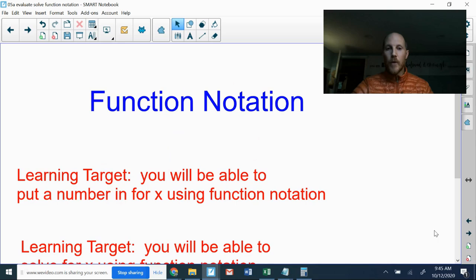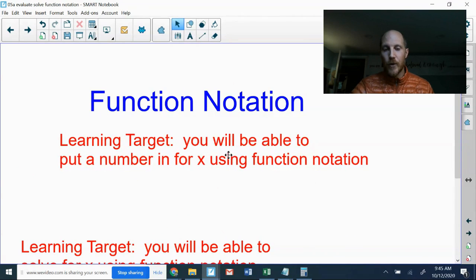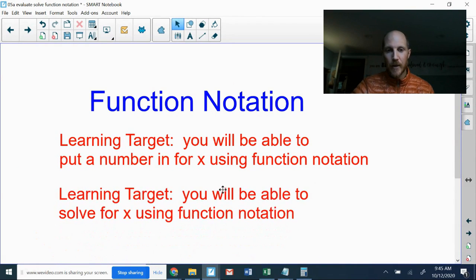All right, so today we have two learning targets using function notation. The first is you'll be able to put a number in for x as the input and evaluate that. And the second one, you'll be able to solve for an unknown number x. If I give you the output, you'll be able to work backwards to find what input that came from.